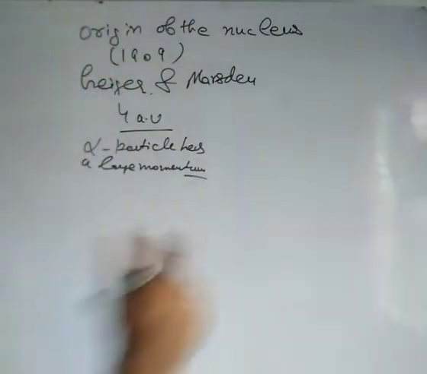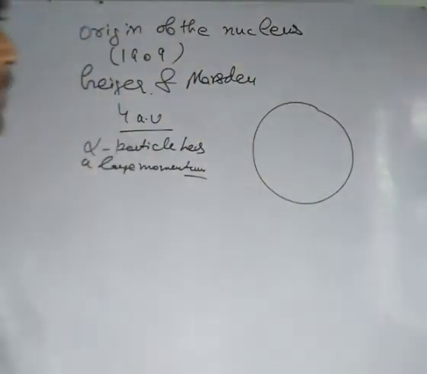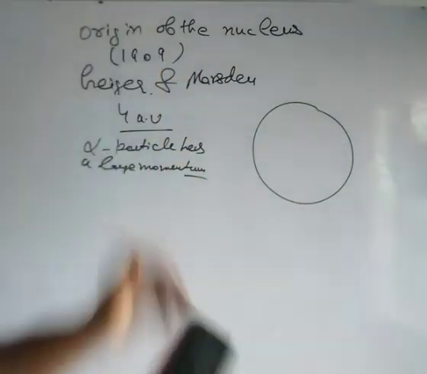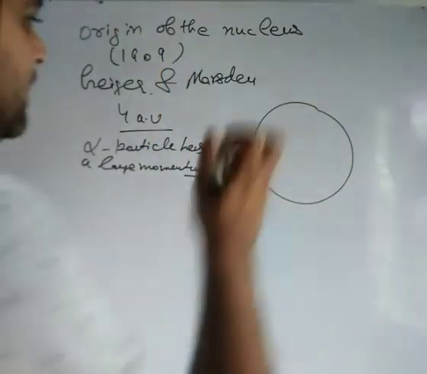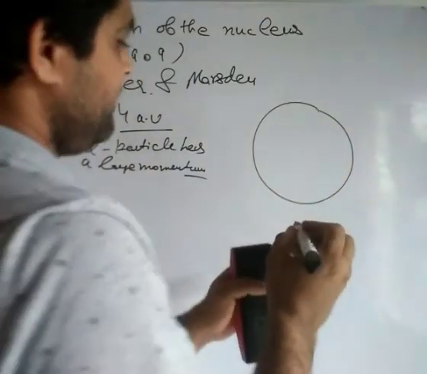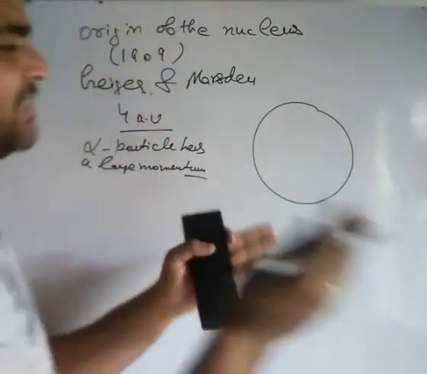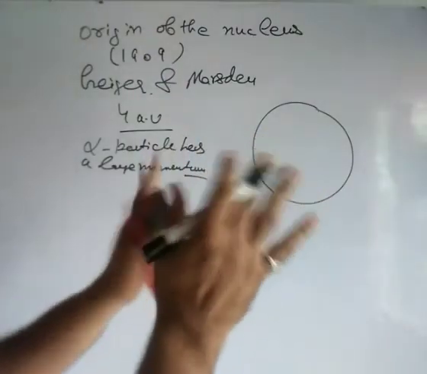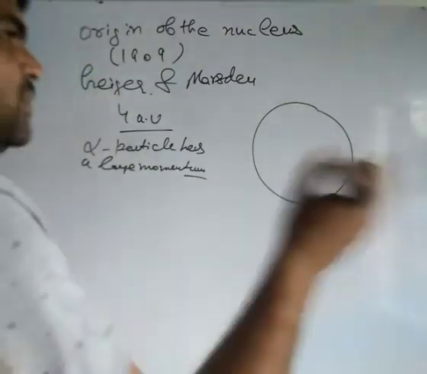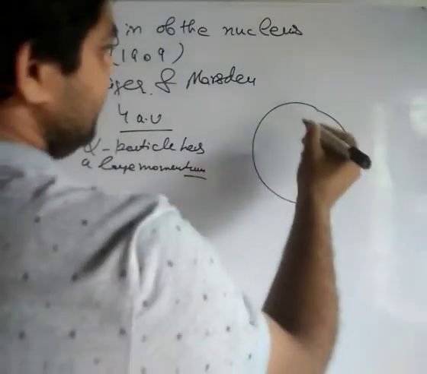Why? Because at that time the model of the atom was the plum pudding model, since I am talking about the year 1909. So what is the plum pudding model? In the plum pudding model, both the electron and the positive charge, at that time the name proton had not come into the scientific world. So there are two types of charges. One is positive charge and another is negative charge. Negative charge is called electron.